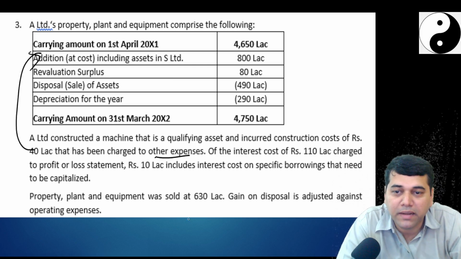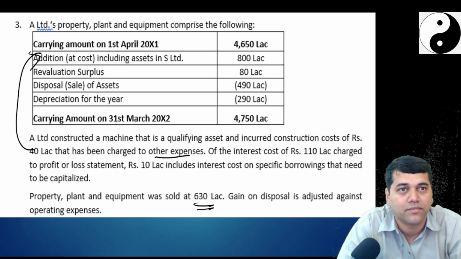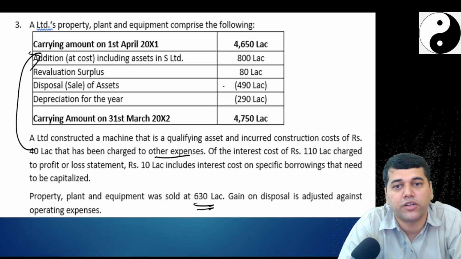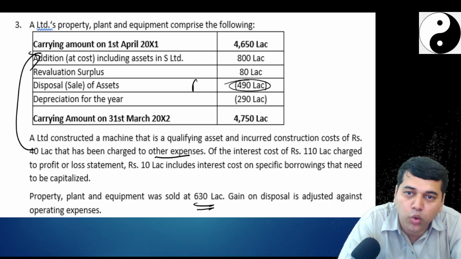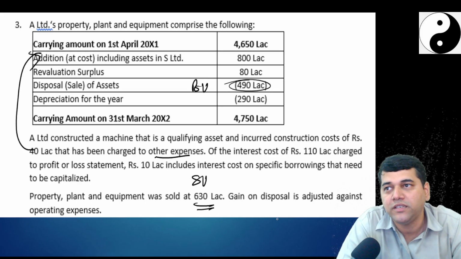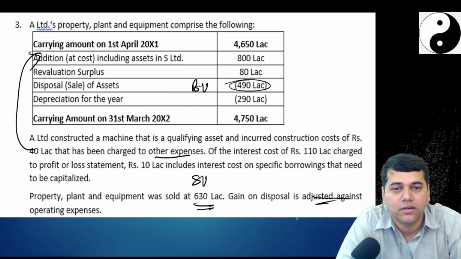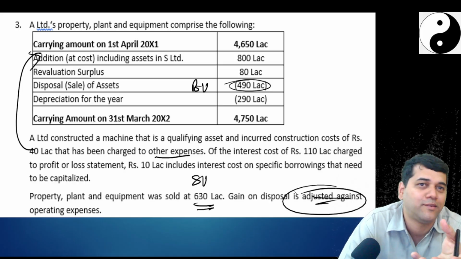Now property, plant and equipment was sold for 630 lakhs. But what you are telling here, 490 lakhs. This is at its book value. This is the sale value. What the profit element, what they did? They took it and adjusted it against operating expense. God knows what accounting they are doing.